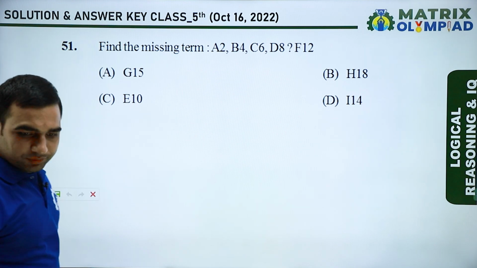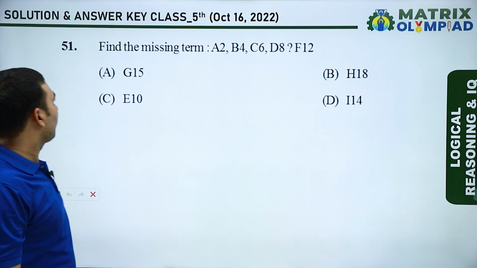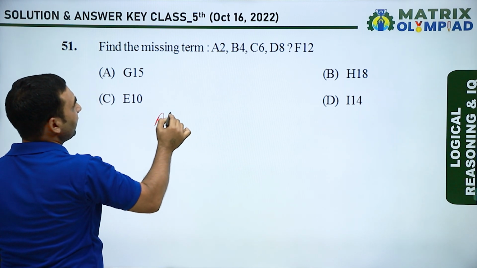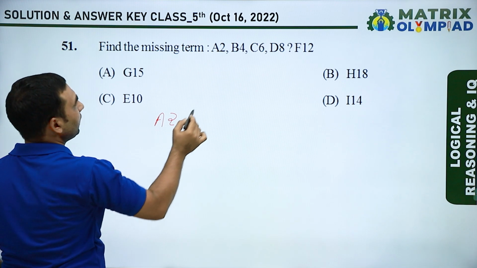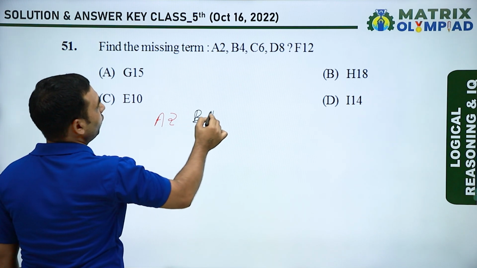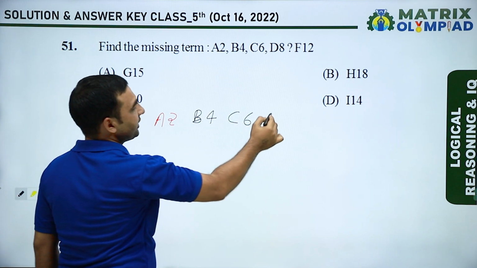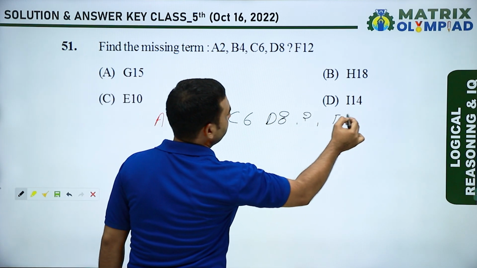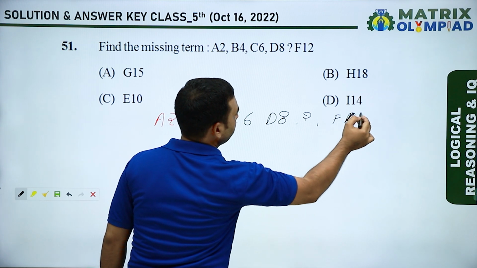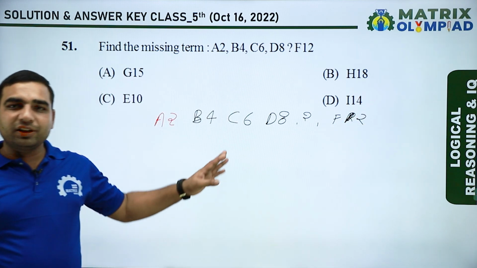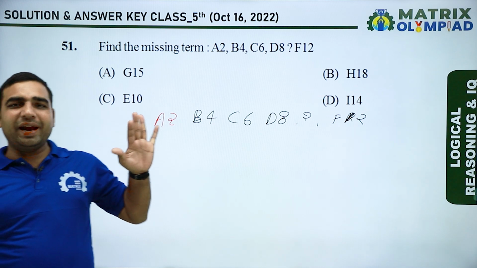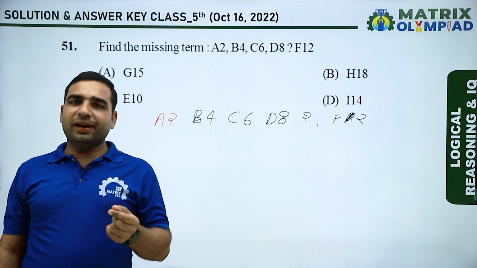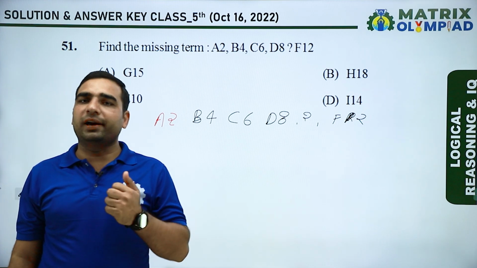As you see, find the missing term. A 2, B 4, C 6, D 8, question mark, F 12. As you see the question, A 2, B 4 means the numbers of the letters, the rank of the letter.